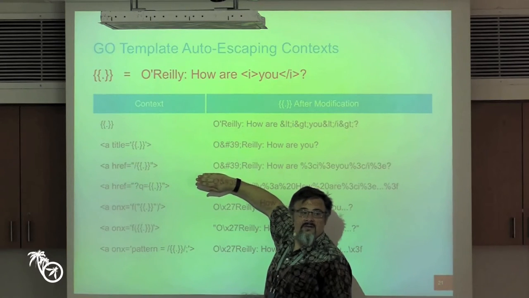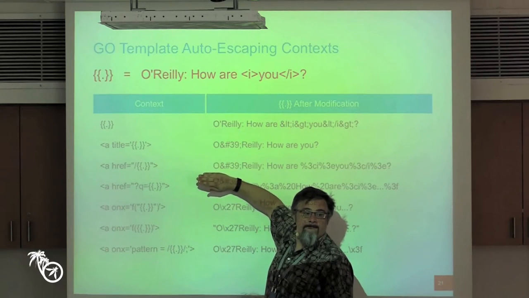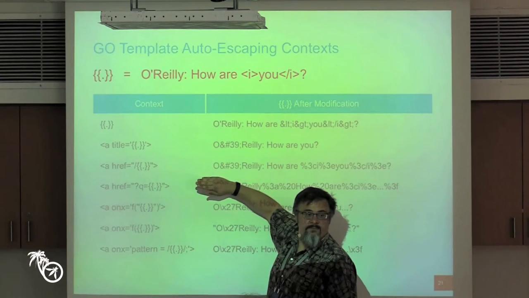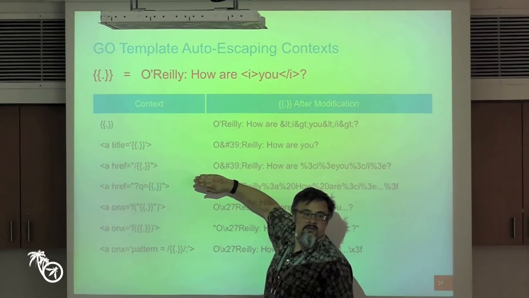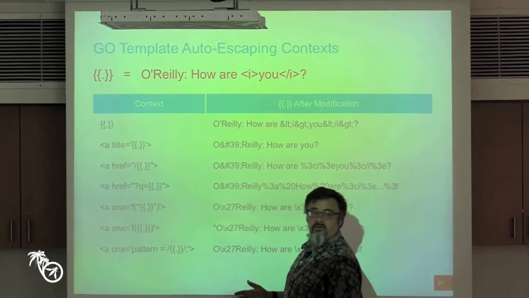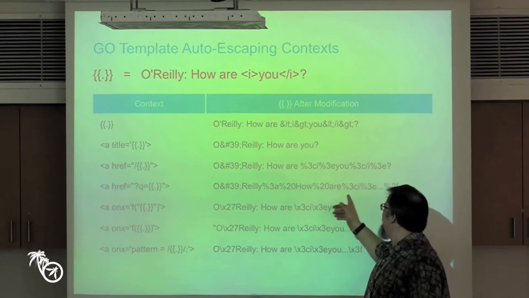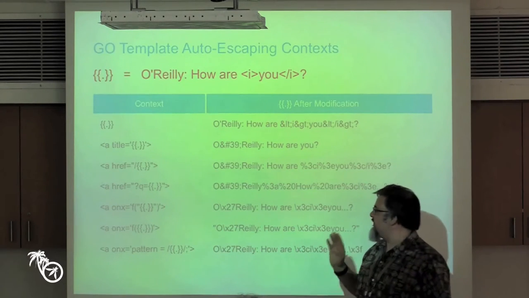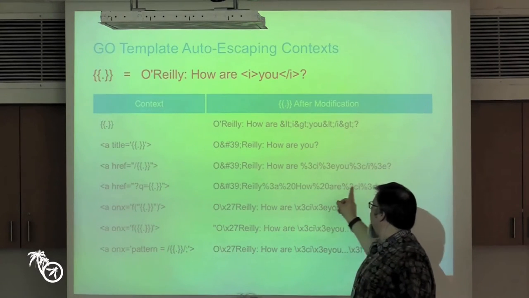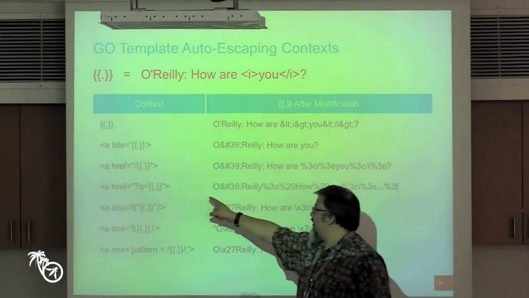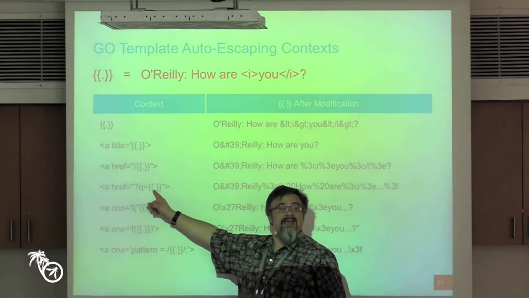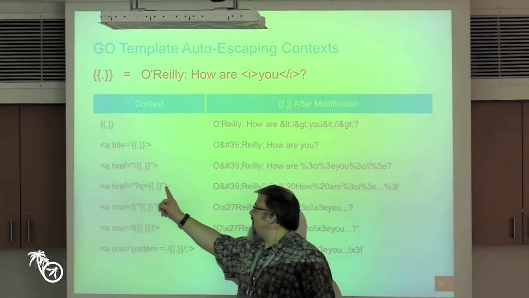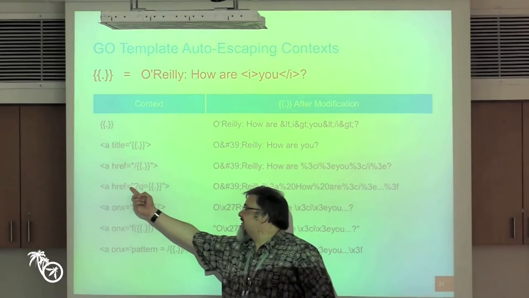URL encoding? Or HTML encoding? Which one? The answer is both. You can get away with URL encoding and not get popped, but what you're really supposed to do is first you URL encode certain characters because you're putting it in a URL context, and then you encode it with HTML encoding because you're in an attribute.